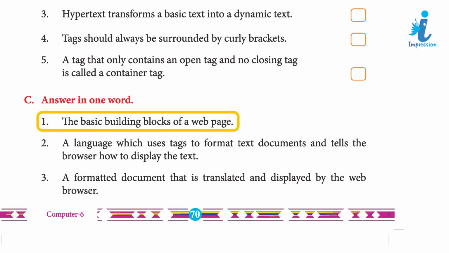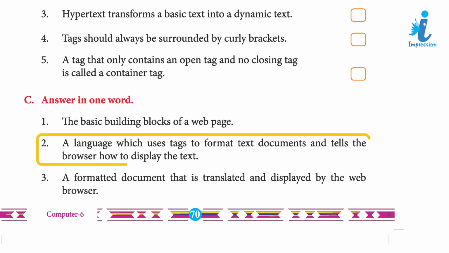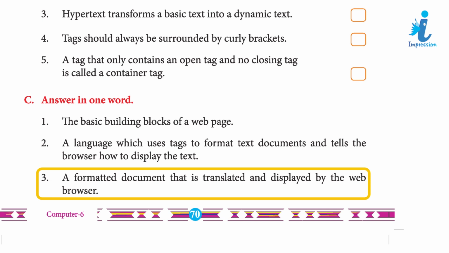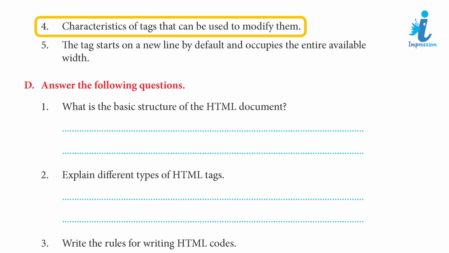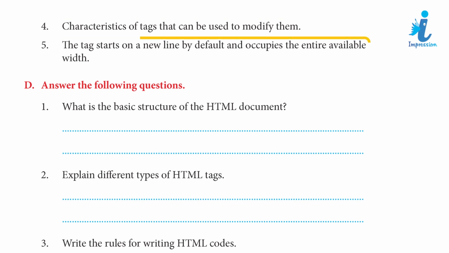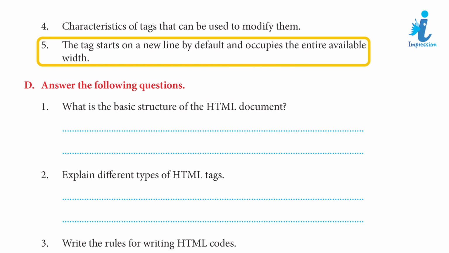C. Answer in one word. 1. The basic building blocks of a web page. Answer tag. 2. A language which uses tags to format text document and tells the browser how to display the text. Answer markup language. 3. A formatted document that is translated and displayed by the web browser. Answer HTML. 4. Characteristic of tags that cannot be used to modify them. Answer markup tag. 5. The tag starts on a new line by default and occupies the entire available width. Answer block level tag.